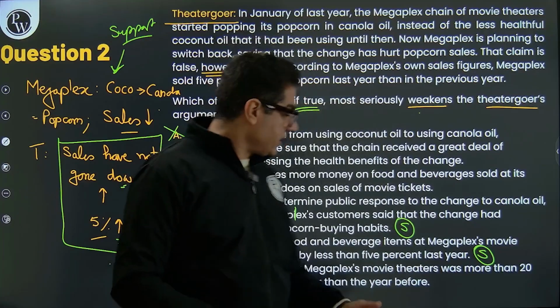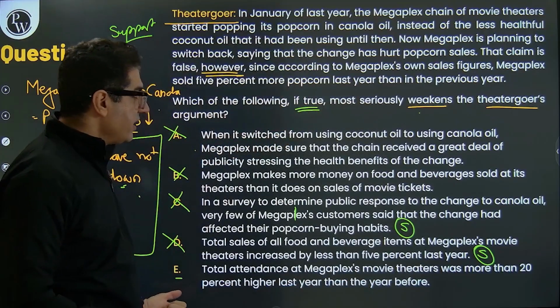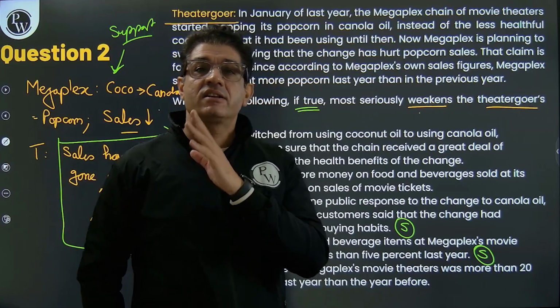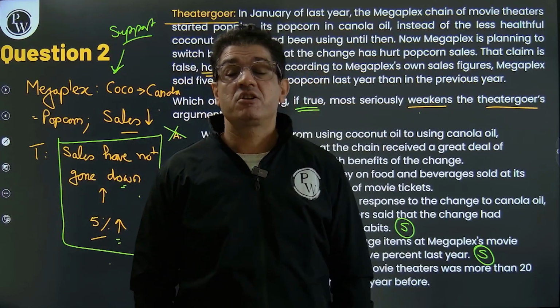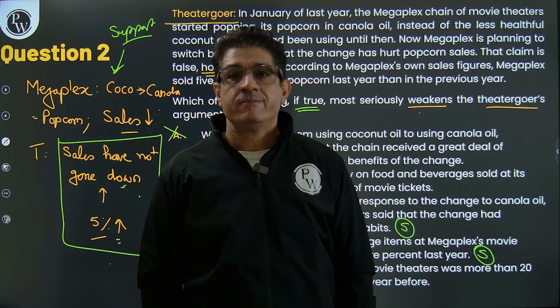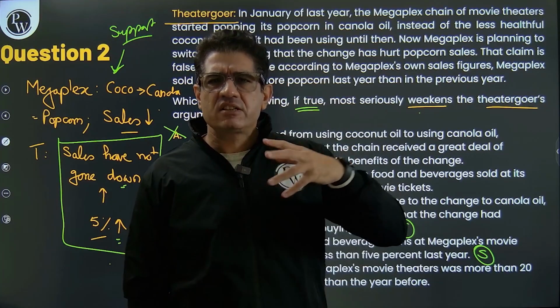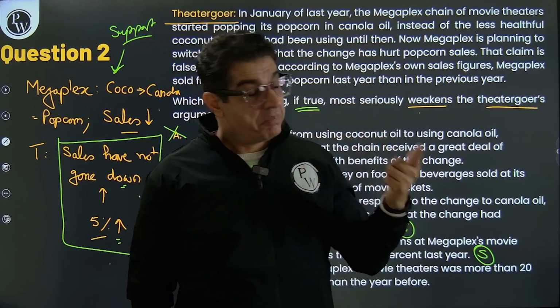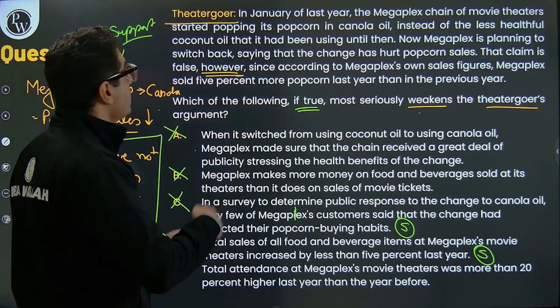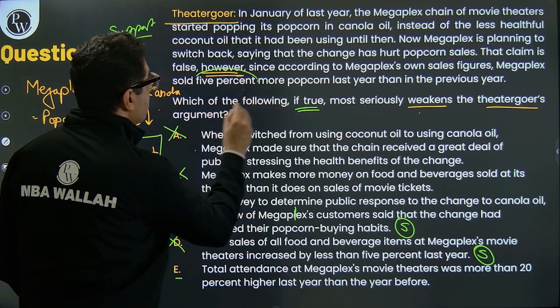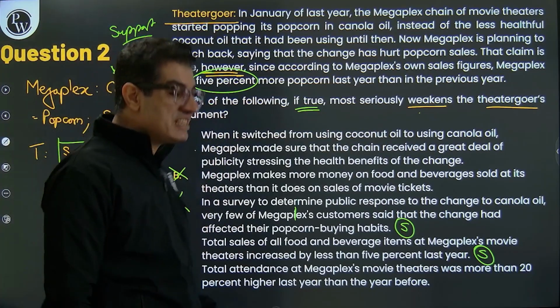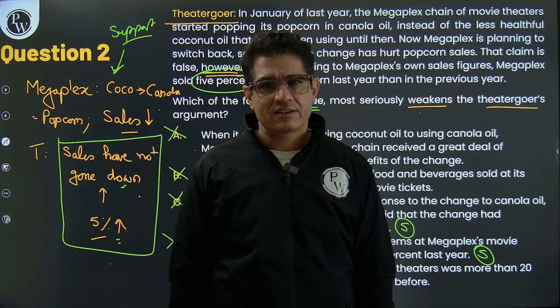But then what E says is that, hey, that is not right. In reality, last year 1,000 people watched the movie. This year 1,200 people watched the movie. So logically, your popcorn sales should also have risen by 20%. But in reality, it has not risen by 20%. It has risen by only 5%.